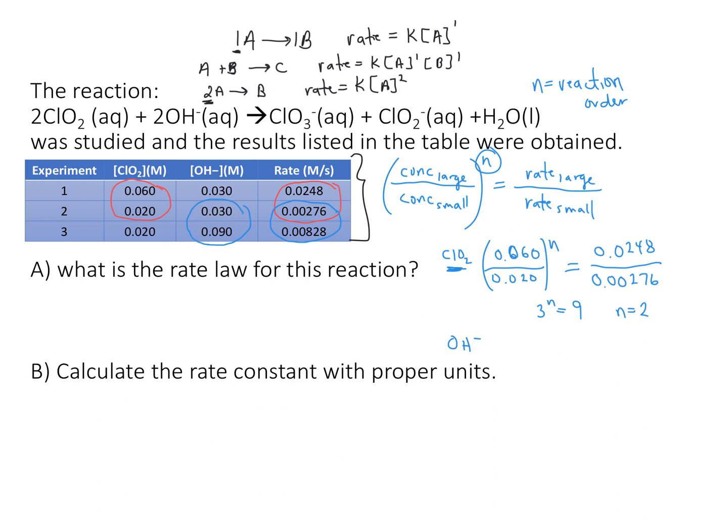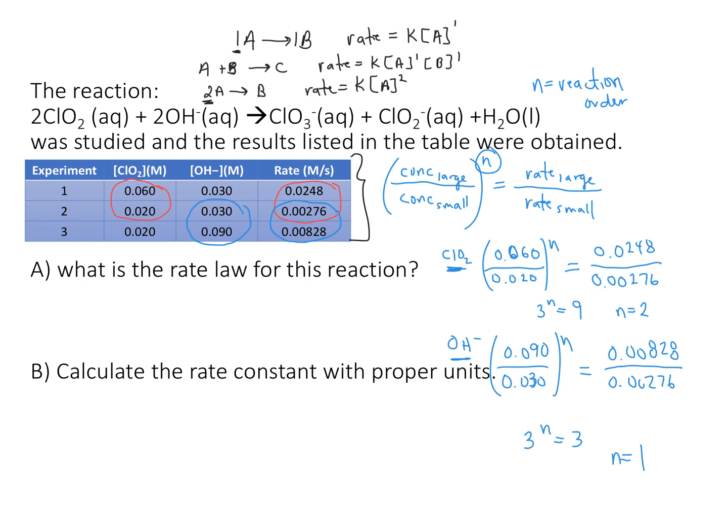So for hydroxide, I've got 0.09 divided by 0.03 raised to what power equals, my larger concentration has the largest rate, 0.00828 divided by 0.00276. Divide those through, and I get 3 to the n equals 3. Right, so for hydroxide, 3 raised to what power equals 3, right? 3 raised to the first equals 3.